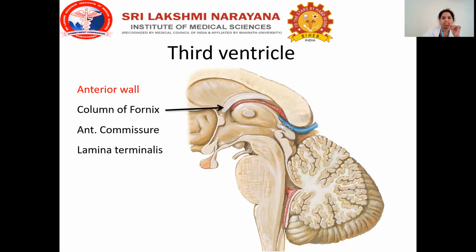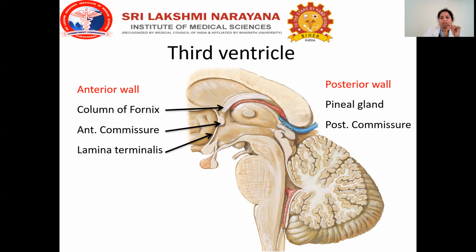Anterior wall of the third ventricle is formed by the following structures: crura of column of the fornix, lamina terminalis, and anterior commissure. Anterior commissure is a bundle of fibers, a type of commissural fiber that connects the septal area in both the hemispheres. Posterior wall is formed by pineal gland and posterior commissure. Posterior commissure passes through the inferior stalk of the pineal gland.